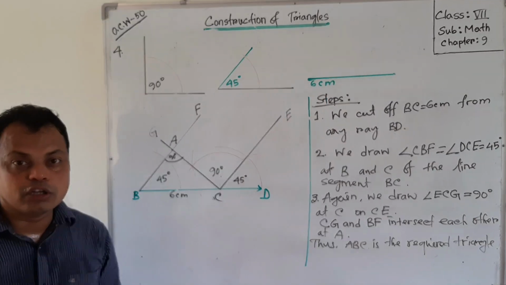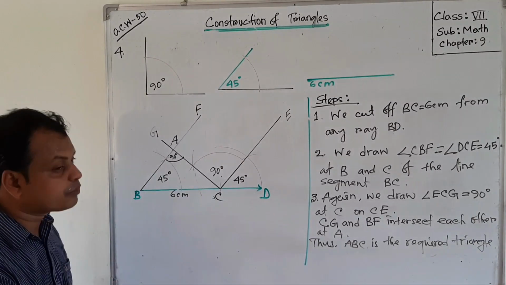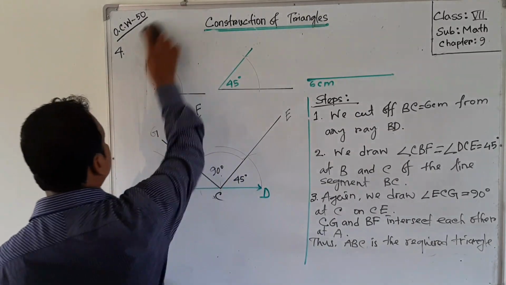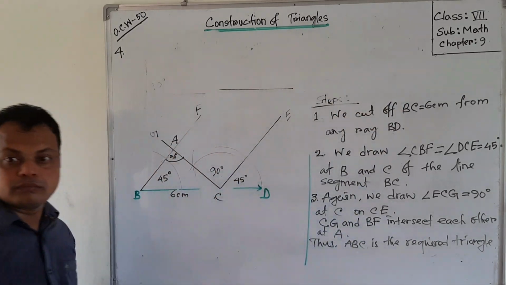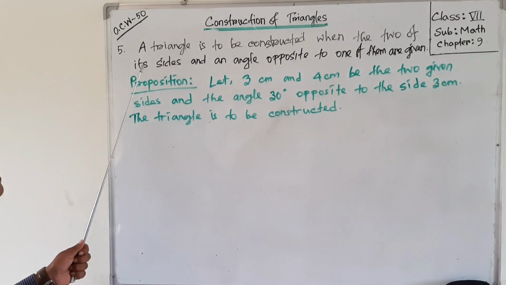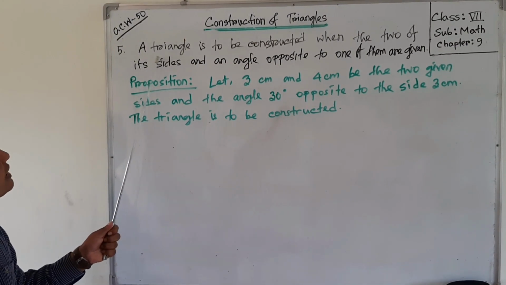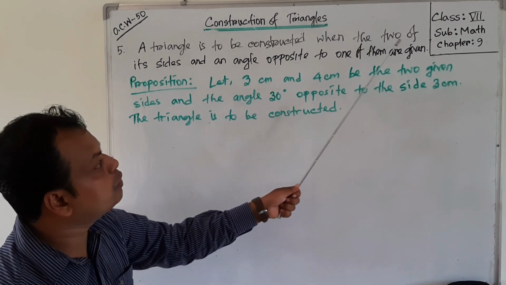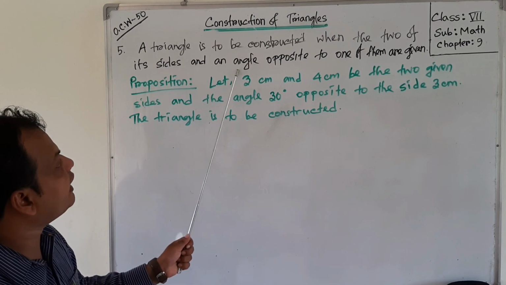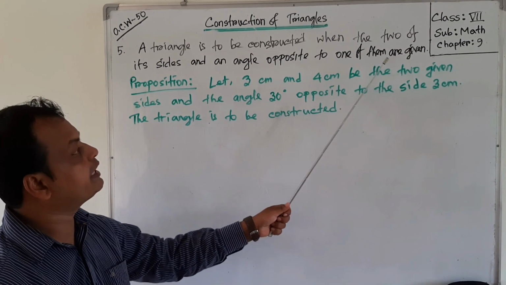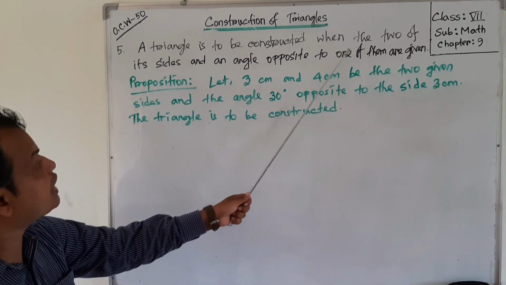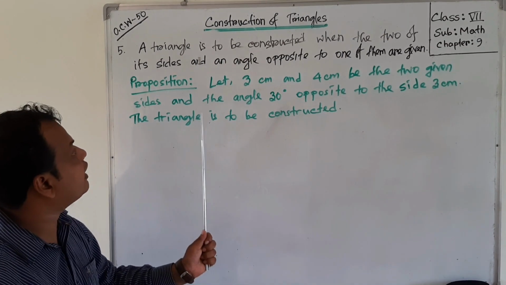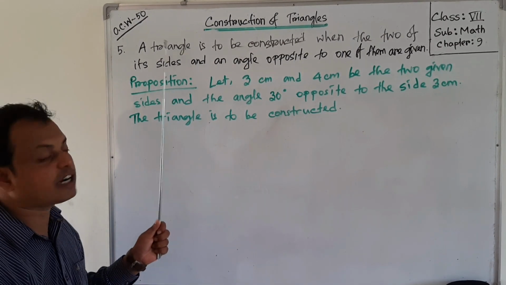My dear students, I think all of you have understood construction 4. Now we will do construction 5. Students, construction 5. Question is, a triangle is to be constructed when 2 of its sides and an angle opposite to one of them are given. That means 2 sides are given. So what is the information? There are given 2 sides and 1 angle. We have to construct a triangle.